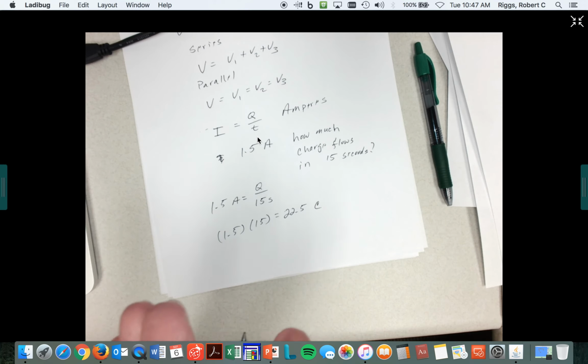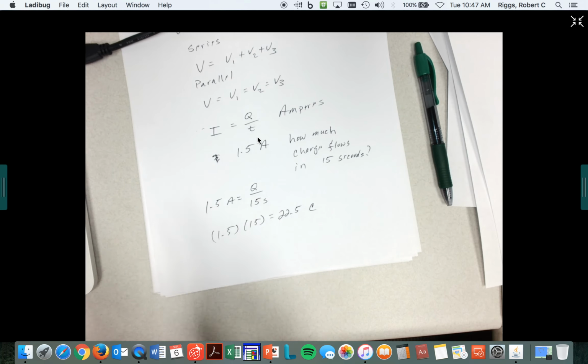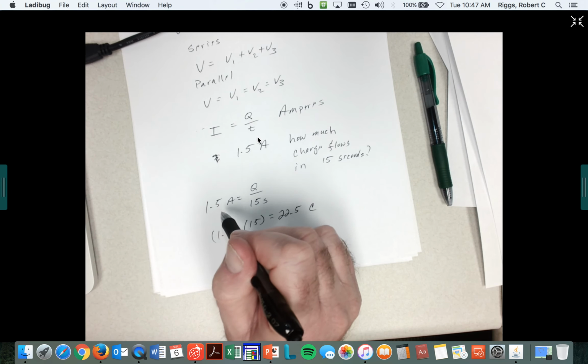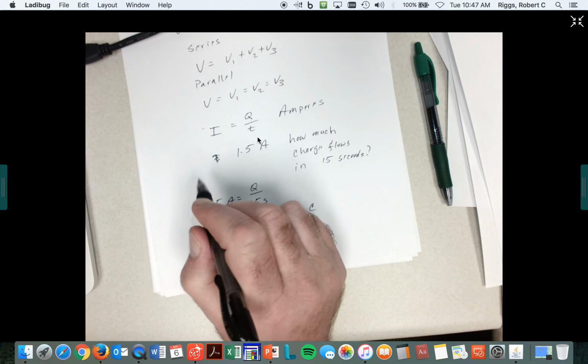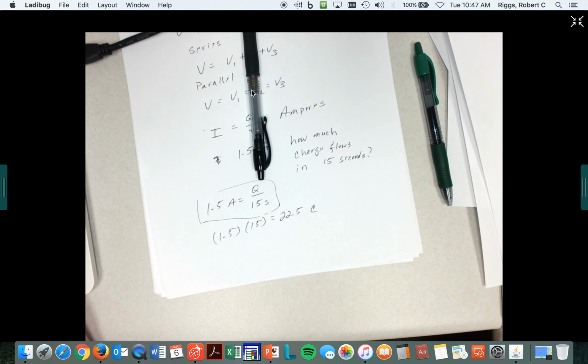Remember we talked about how a bolt of lightning is only like 15 to 20 coulombs? So a lot of charge will flow through there. But the amperage is what will do you in. This is 1.5 amps. 0.5 amps will do you in. So that's a pretty hot wire there. All right. Now let's talk about resistance.